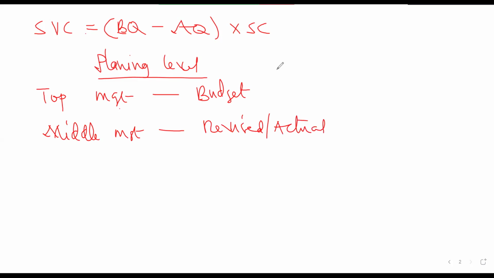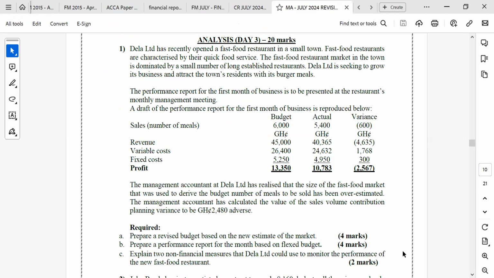They are saying that they have calculated the sales volume contribution variance. This is planning, so it is between the top and the middle. The top is giving us a budget of 6,000. What will be the amount for the middle? The middle one is the revised amount, and that's what we are asked to find. Our sales volume contribution variance is 2480, and the question says that it is adverse. Adverse means negative. So you have your negative.